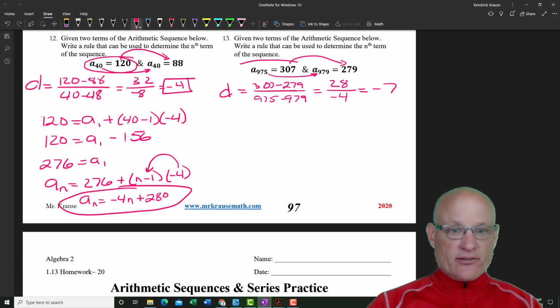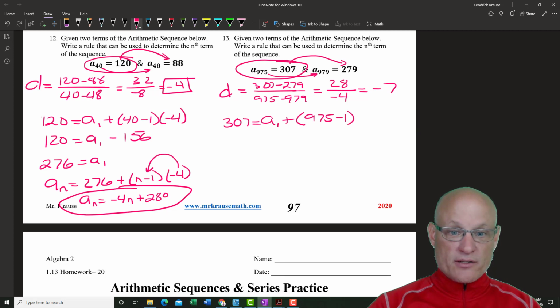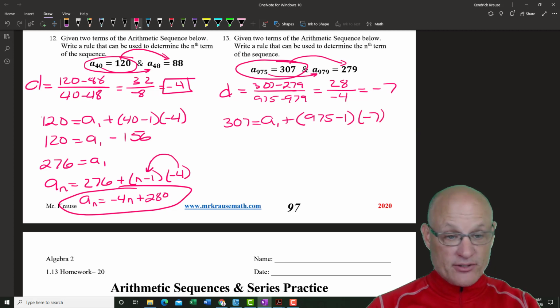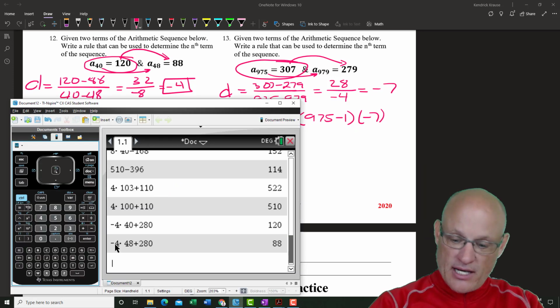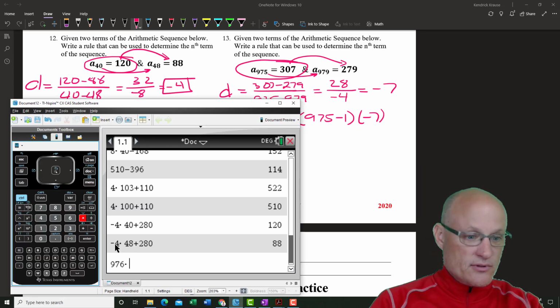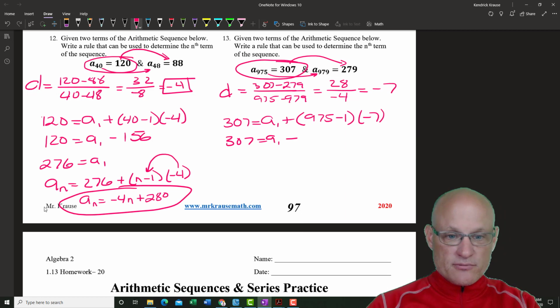I don't know. Maybe this is easier to use. They're both ugly as heck. So we're going to put 307 on the left. A sub 1 equals, oh, not equals, plus 975 minus 1 times negative 7. Yeah, I'm not even doing that math. So this is going to be 307 equals a sub 1. I know it's negative. So 976 times negative 7 equals minus 6832.